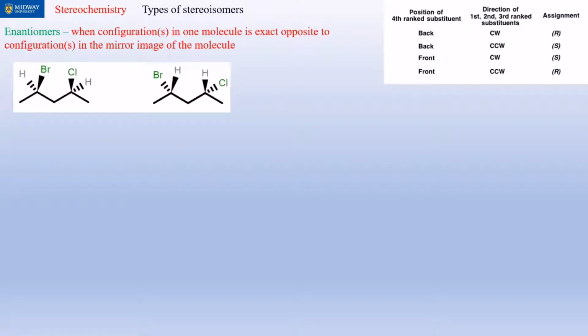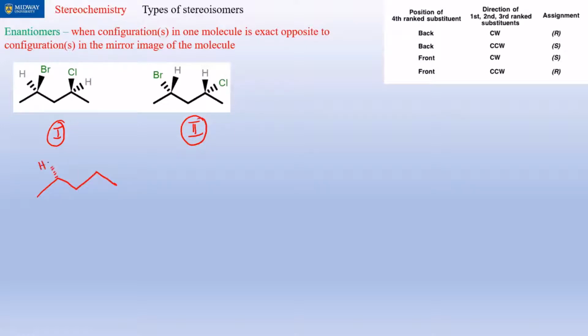Now, let's start by identifying our chiral carbons in molecule 1. I'm going to call this molecule 1. I'm going to call this molecule 2. I'm going to redraw molecule 1 so it doesn't become too crowded in one particular area. So let me redraw this.